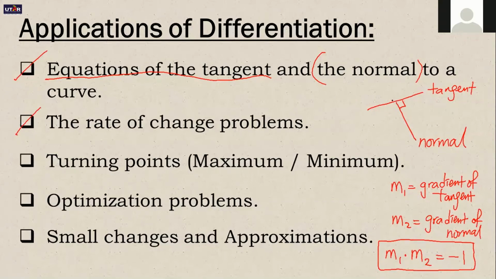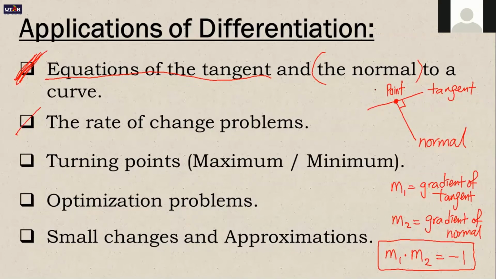Okay. But of course they will intersect at a point, right? So you can call it point P or point Q or whatever, right? They will intersect at a point. Okay. So we are going to use the relationship here to solve any question involving the first application, right? Find the equation of the tangent and the normal to a curve.